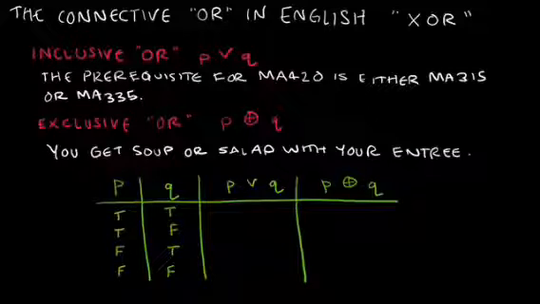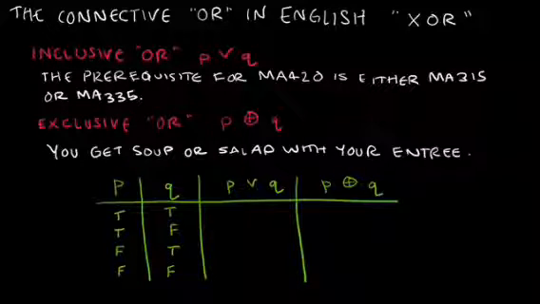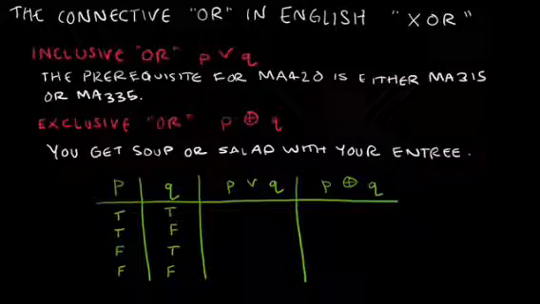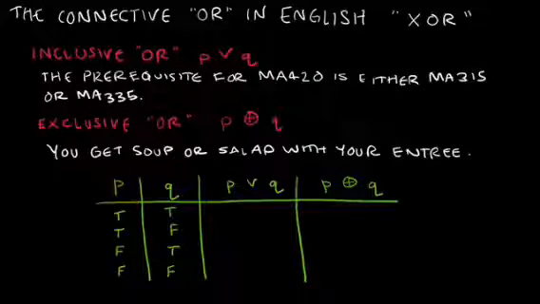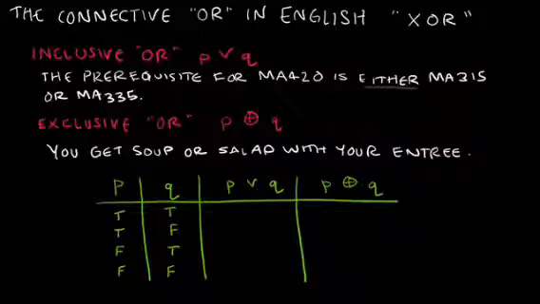There's also the connective or in English, which is called XOR. And that is something like you get soup or salad with your entree. Now, if I'm buying an entree, that means I can get soup or I can get salad, but I can't get both. I mean, I can just pay extra, but I can get one or the other, but I cannot get both.